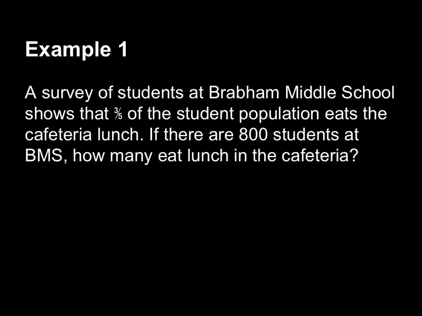Our first example, making inferences from random samples. When we have a sample of the population, we can make predictions about what's going to happen for everybody. A survey of students at Bravo Middle School shows that 3/5 of the student population eats the cafeteria lunch. If there are 800 students at Bravo Middle School, how many eat lunch in the cafeteria? From our survey, we know that 3 out of 5 students eat lunch in the cafeteria. If this was a good random sample that was unbiased, we can make a proportion.